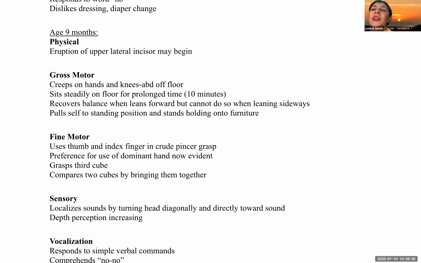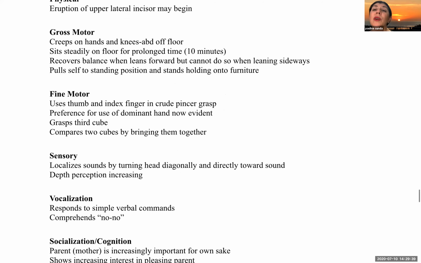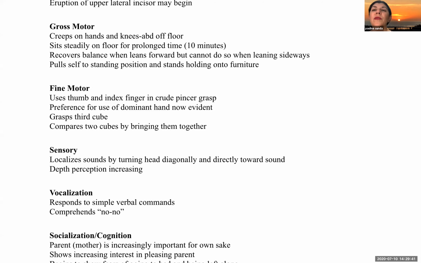9 months, here you have those upper lateral incisors beginning to come out. Gross motor, this is where they're creeping on the floor. So creeping is different than crawling, because creeping, you have their hands and knees on the floor, but their abdomen is off of the floor. They can sit steadily on the floor for a prolonged period of time. They can pull themselves to a standing position and stand holding onto the furniture.